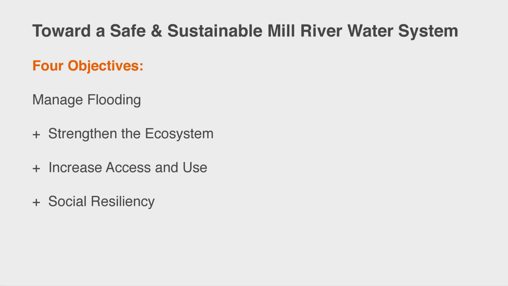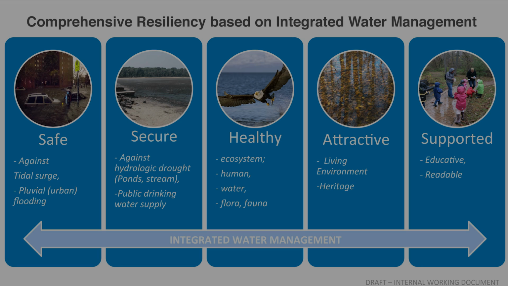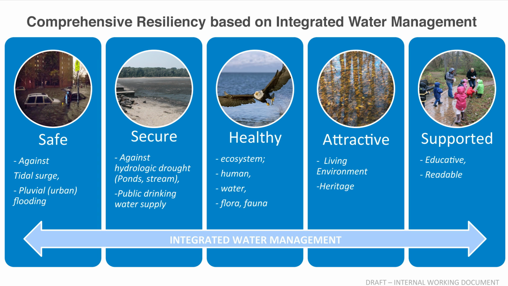Four objectives: flood management program, but with co-benefits, strengthen the ecosystem, increase the access and use, and also increase the social resiliency, especially of the most vulnerable communities. And basically the program is based on integrated water management, so how to combine safety with security for example, drought, healthy ecosystem, attractive landscape, and a supported water system.